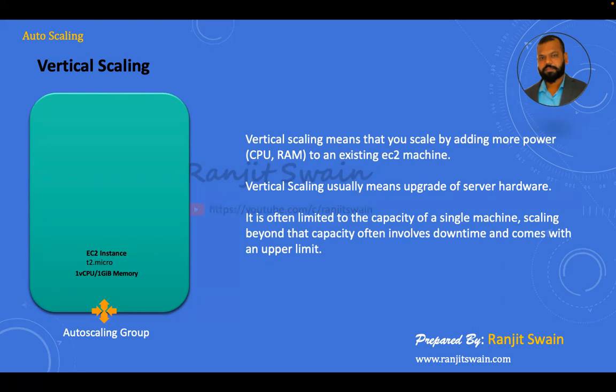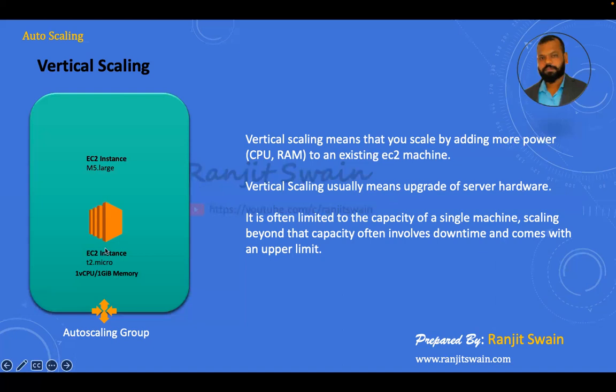So scaling beyond that capacity often involves downtime. Here, if you see this diagram, suppose we have an EC2 instance of type T2 micro having one virtual CPU and 1 GB of memory, right?